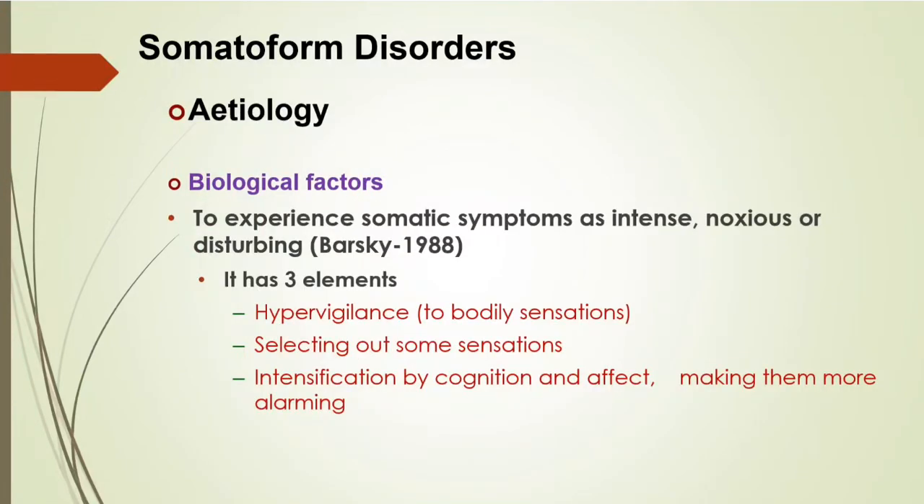Another biological factor is to experience somatic symptoms as intense, noxious or disturbing, which has three elements: hypervigilance, selecting out some sensations, and intensification by cognition and affect, making them more alarming. What these theories want to say is that normal sensations of the body, like intestinal movements, are perceived as exaggerated movements of the intestine and perceived as a painful condition, bloating or other symptoms of the abdomen.